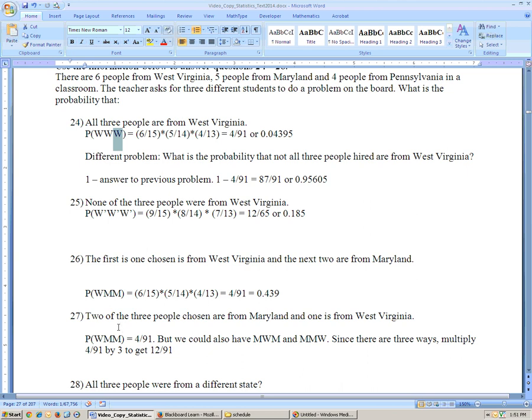On 27, it says 2 of the 3 people chosen are from Maryland and 1 is from West Virginia. Now notice the order was not specified here. So it could happen the way it's listed above, West Virginia, Maryland, Maryland, or it could happen Maryland, West Virginia, Maryland, or it could happen Maryland, Maryland, West Virginia. That's the 3 ways it could happen. Each of these has the same probability of 4 out of 91. So since it could happen these 3 ways, just multiply your 4 out of 91 by 3 to get 12 out of 91. Or as a decimal, multiply the 0.04395 times 3, and you get the decimal equivalent.